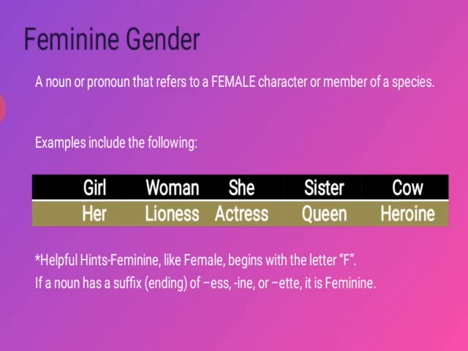And another most helpful tip: if a noun has a suffix, meaning an ending, of ESS or INE or ETTE, it is feminine. Clear? Sometimes a word is new to you and you just want to guess whether it is feminine or masculine gender, and then this tip is going to help you out.